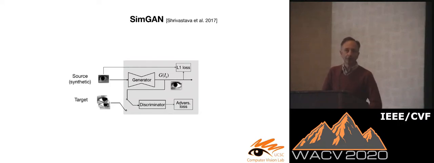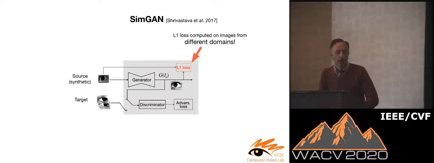However, there's a problem. You're comparing images from different domains, right? A synthetic image with a target domain image. And so differences between these images may be due to factors other than just difference in gaze direction. So we take a different approach. We input to the generator a ternary mask, which is like a proxy for gaze direction. We still have a generator that creates images in the target domain.